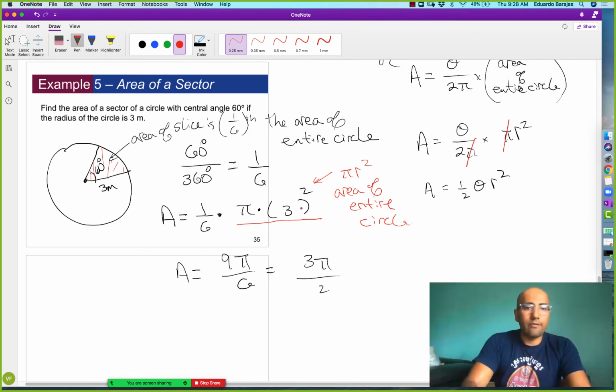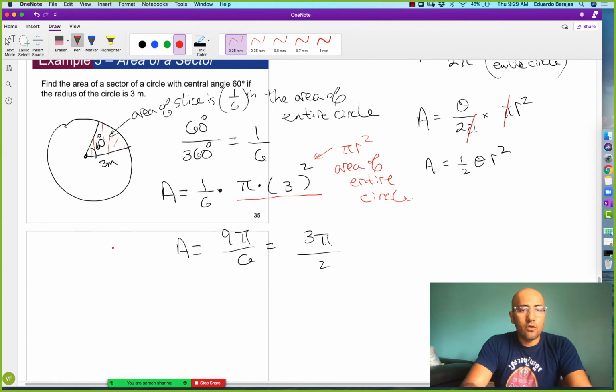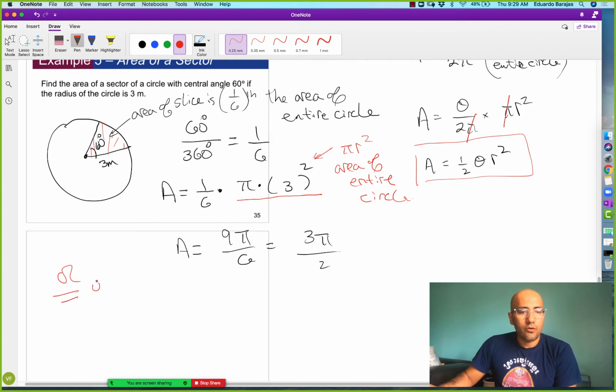But, of course, we have a nice little formula, so why not use it? So if we wanted to use the formula we discovered, it's right here. This is the formula for the area of a sector where theta is in radians. So let's just blindly apply the formula and see that we get the same answer anyway. Using that the area equals 1/2 theta r squared, where theta must be in radians, the first thing we have to do is convert theta, which was equal to 60 degrees, into radians.